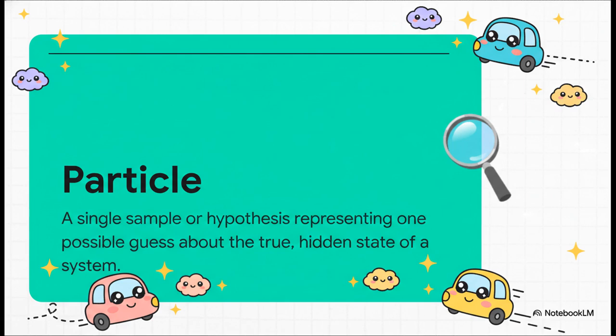Now, it's not a physical thing. A particle is just a single, complete idea, a hypothesis. So if we're tracking a car, one particle might guess, okay, the car is right here going 50 miles per hour. But another particle might say, nope, I think it's actually over there, and it's going a little bit faster. They're all just competing guesses about what's really going on.